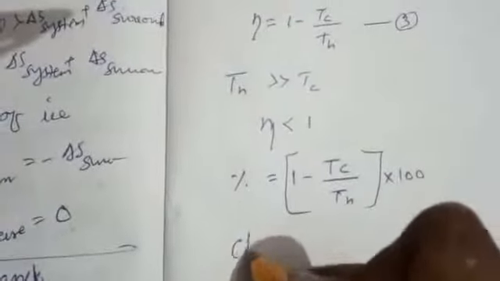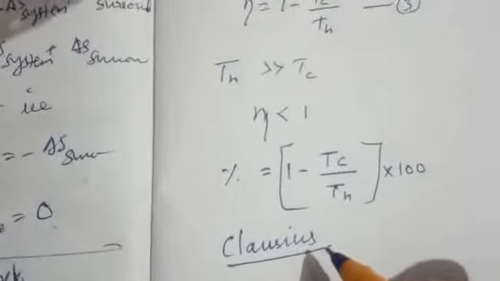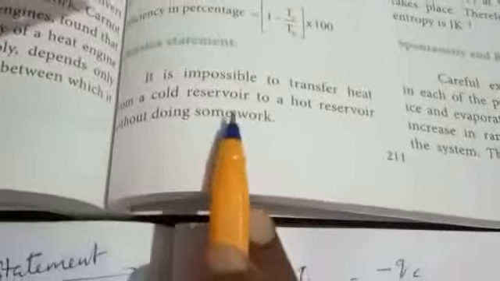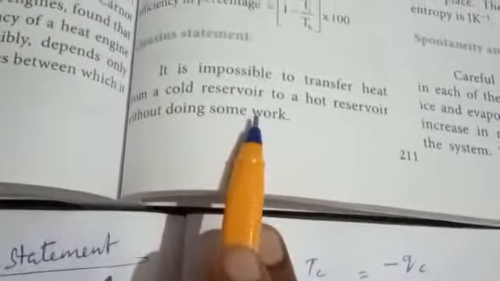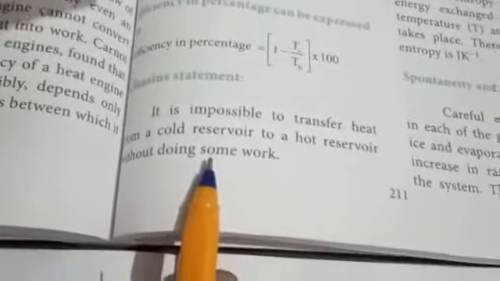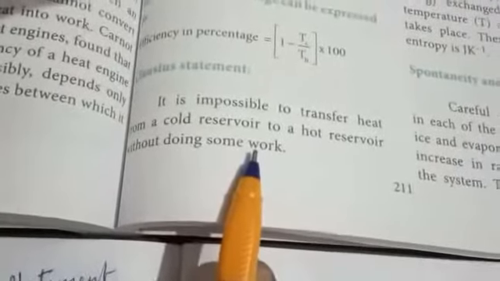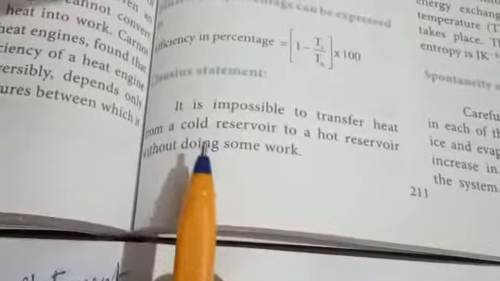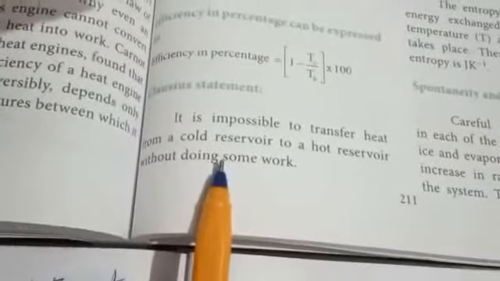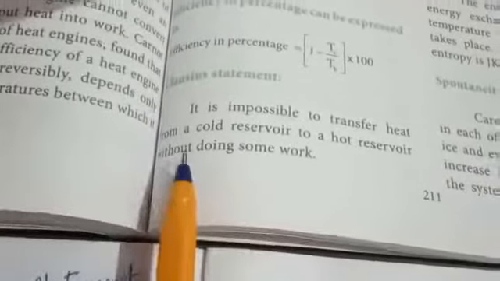Next, the third statement, the Clausius statement. It is impossible to transfer heat from a cold reservoir to a hot reservoir without doing some work. If you fill the fuel, that means starting, raising, and after that running the machine, that is without doing some work. That is the Clausius statement. Take a two-wheeler that uses petrol or diesel. When starting, some of the petrol will be wasted, and during the starting of the machine and raising, some of the petrol is wasted. That means without doing some work, transfer from cold reservoir to hot reservoir is impossible.